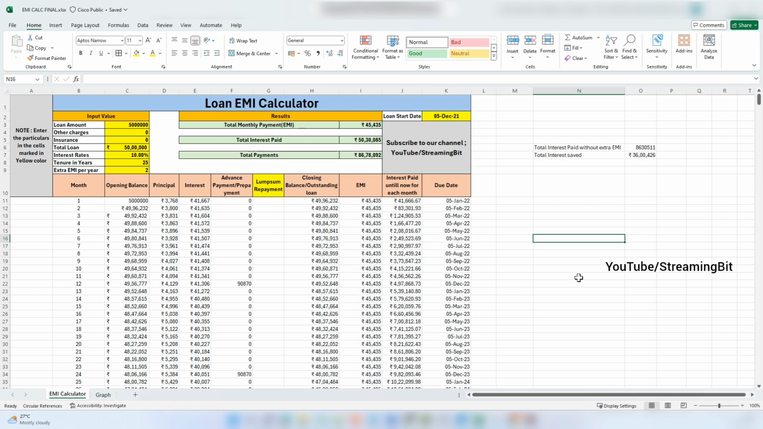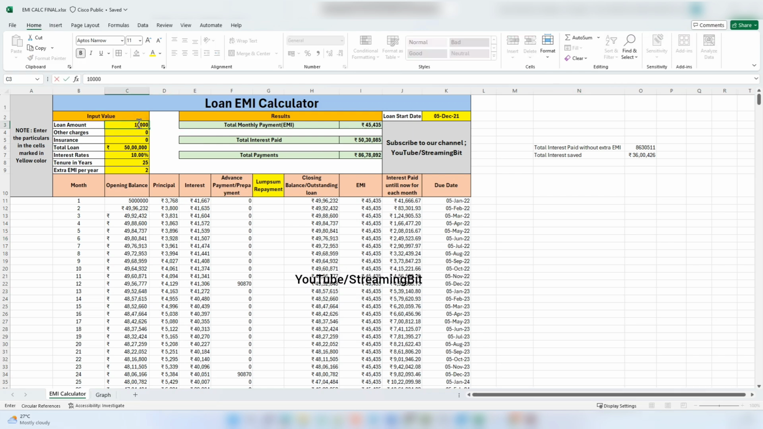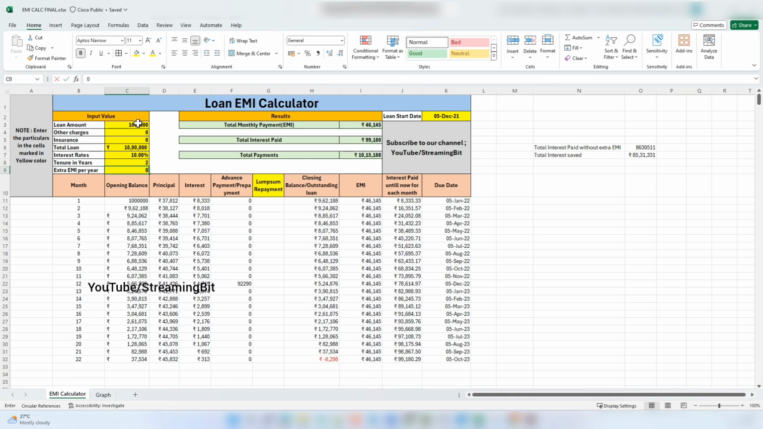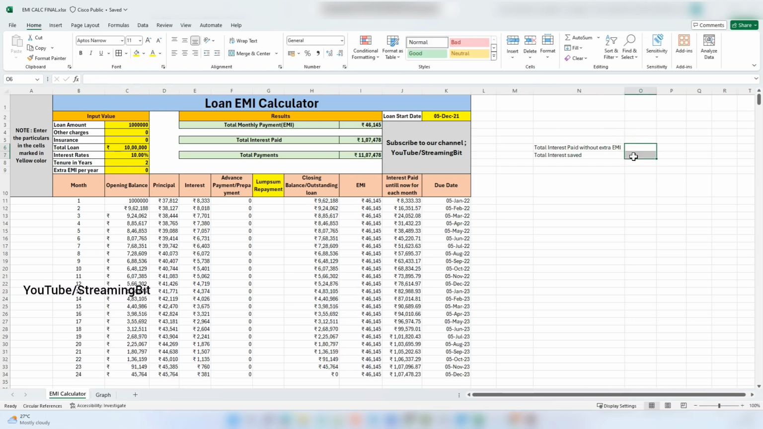So this way you can calculate the data. You can download this particular Excel and work on your loans and see how much you can save and get the maximum benefits out of it. You can also enter 10 lakhs as the loan amount, at the rate of 10 percent, and the tenure I'll just enter 2 years with no prepayments. You can see at the end of 2 years the loan will be paid off.